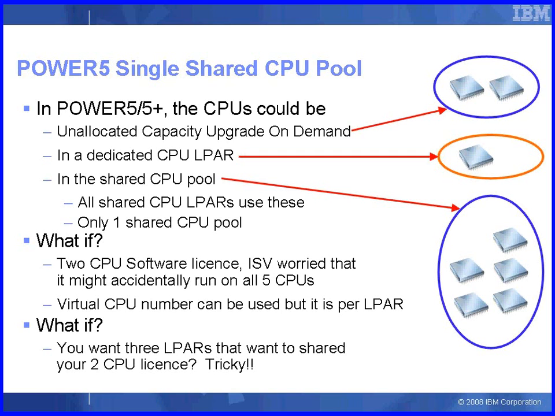But there's a more complicated problem. What happens if we want to share our 2 CPU license across a group of logical partitions? Perhaps the application is being used at different times of day by different countries. Perhaps one's copy is running in New York, one in London, one in Tokyo. But we still want to make sure that in total we can't use this software on more than 2 CPUs at the same time.